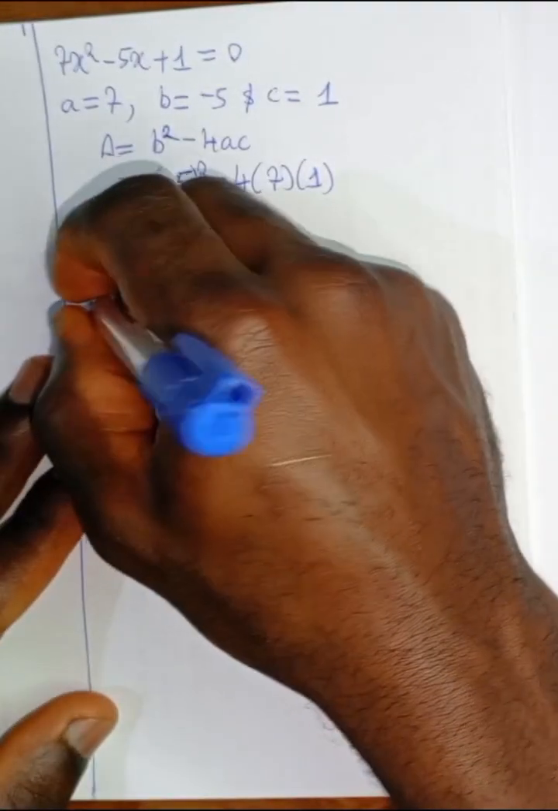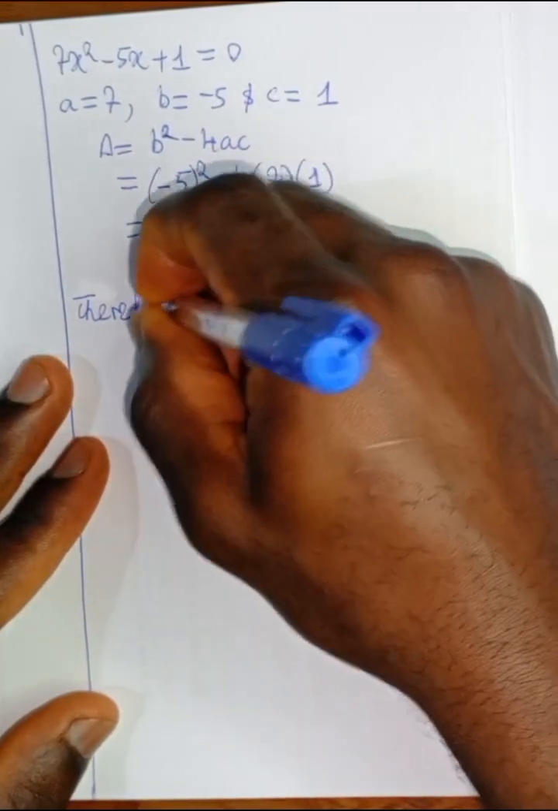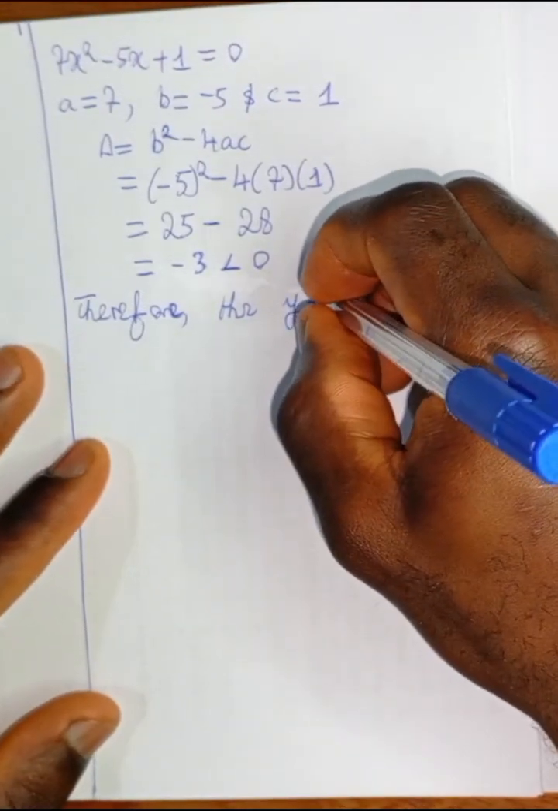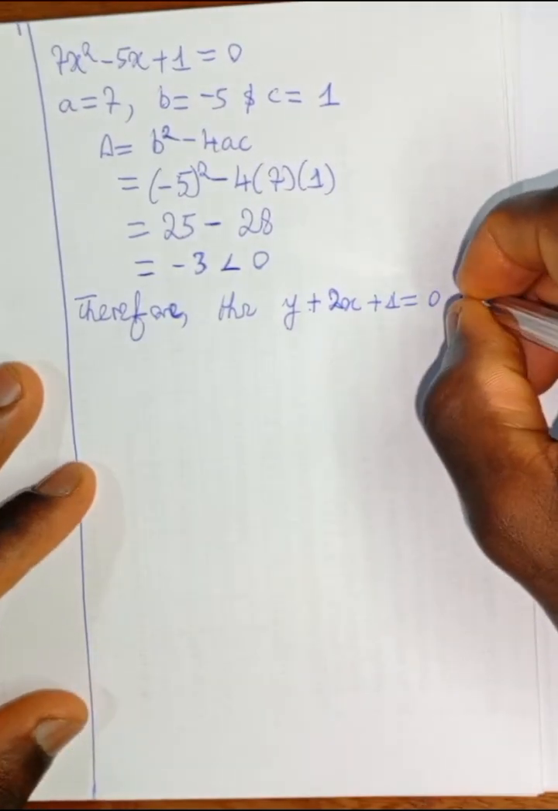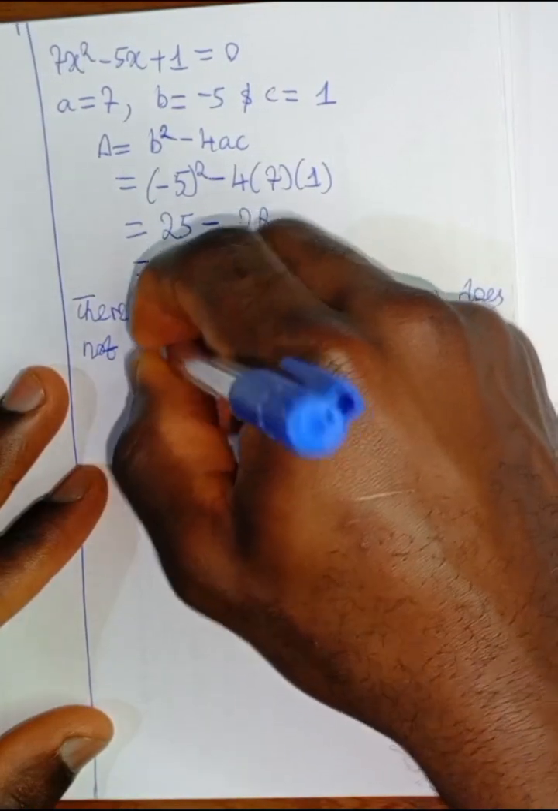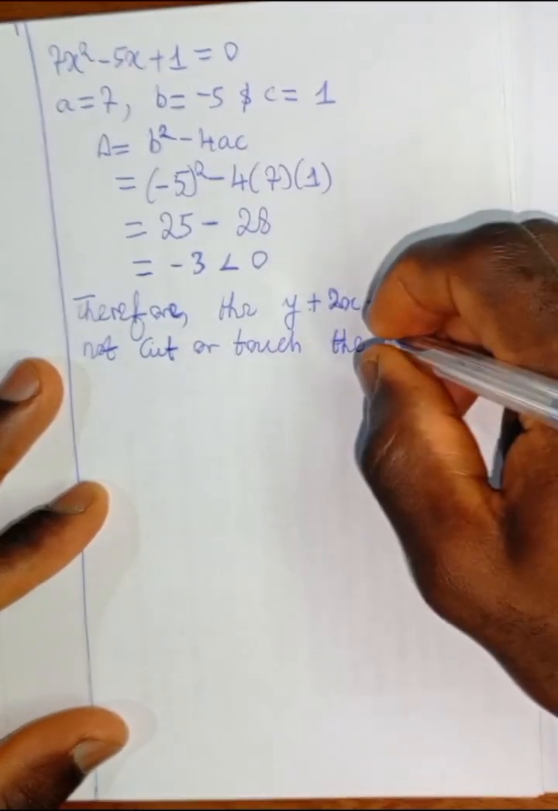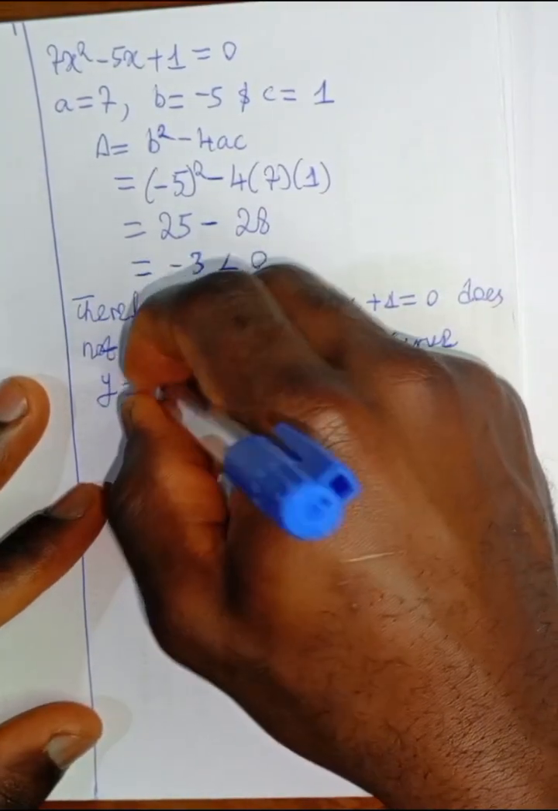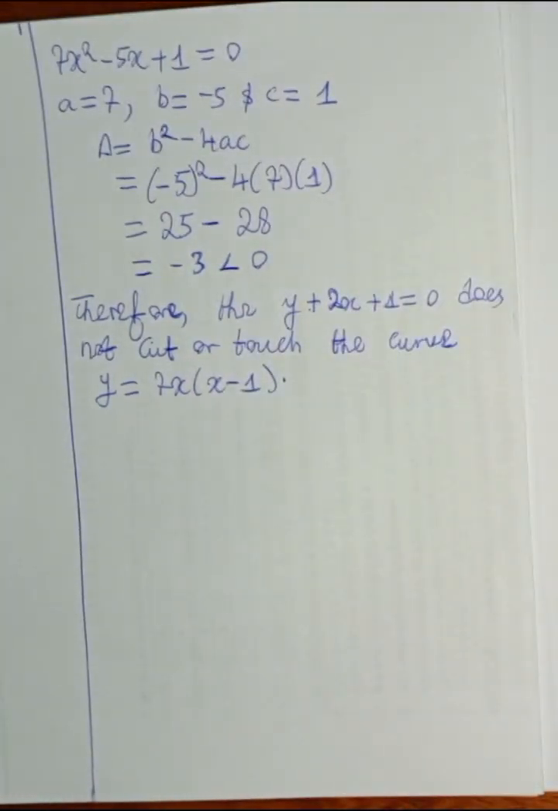Therefore, we are going to conclude, therefore, the line y plus 2x plus 1 equal to 0 does not cut or touch the curve y equal to 7x times x minus 1. And we are done with this one.